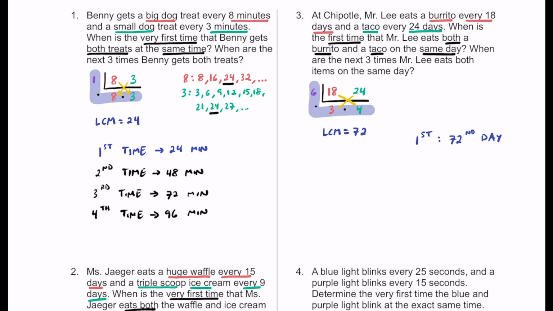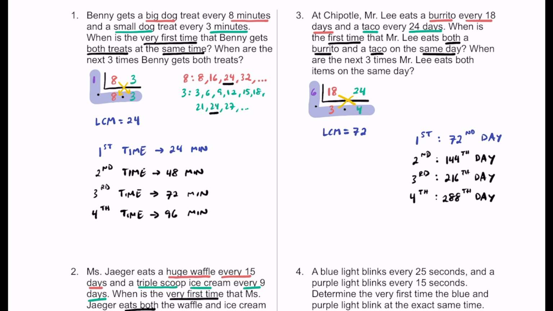Okay, and then for after that, let's see. The second time should just be 72 times 2. So 72 times 2, what is that, 144? So it's going to be the 144th day. Okay, and then if you go ahead and multiply 72 times 3, then the third time this is going to happen is going to be the 216th day. And then if we go ahead and multiply 72 times 4, so the fourth time this is going to happen, this is going to be the 288th day.